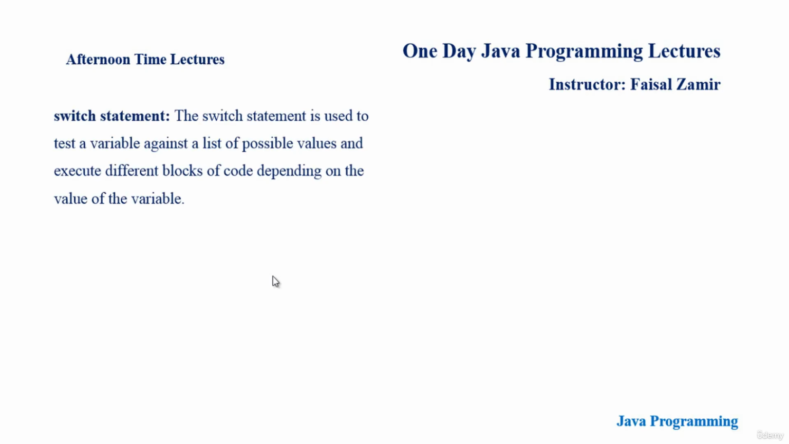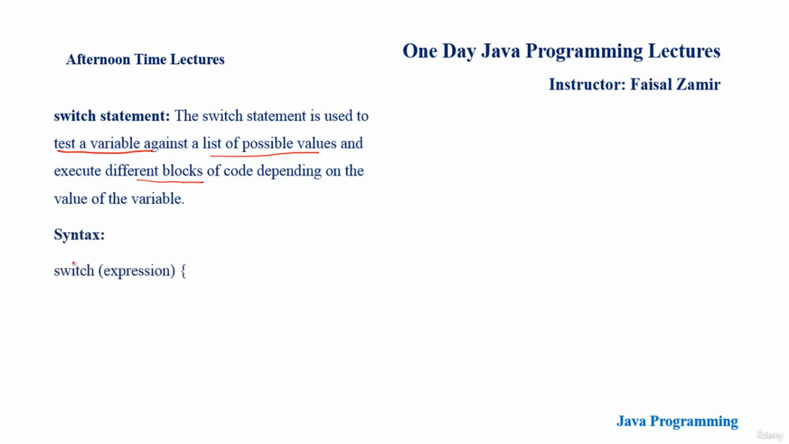In this video lecture we will discuss about a switch statement. Switch statement also make a decision making structure in which we have to create different cases, and then we have to provide a variable. On the basis of variable value and match with case value, a specific block will execute. The switch statement is used to test a variable against the list of possible values and execute different block of code depending on the value of the variable.